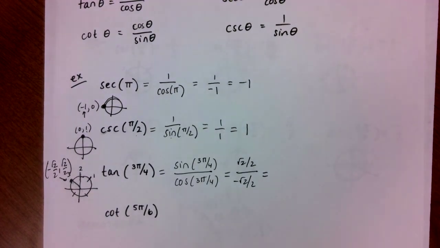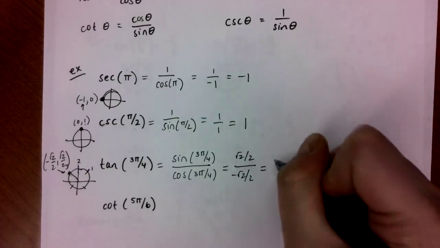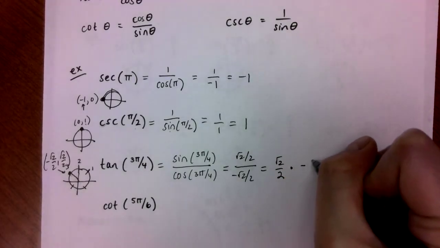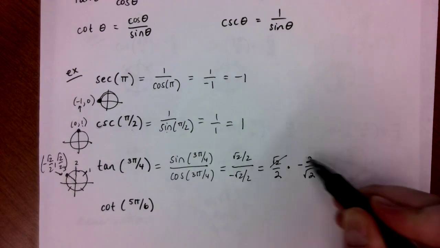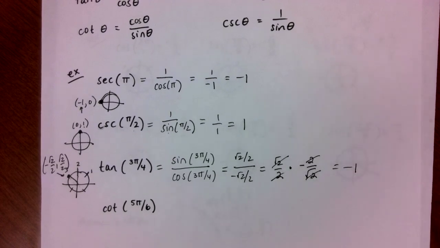And then to compute, dividing by a fraction is times its reciprocal. So I have my numerator times the reciprocal of the denominator. And in fact, root 2 cancels, 2 and 2 cancel, and this computes to -1.